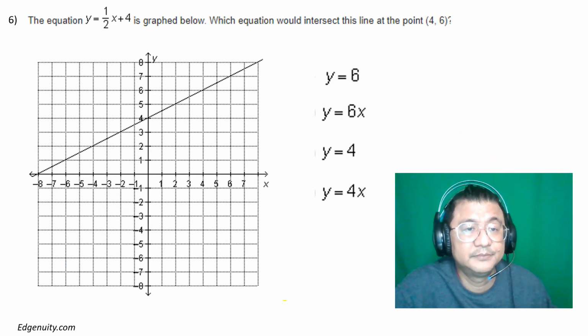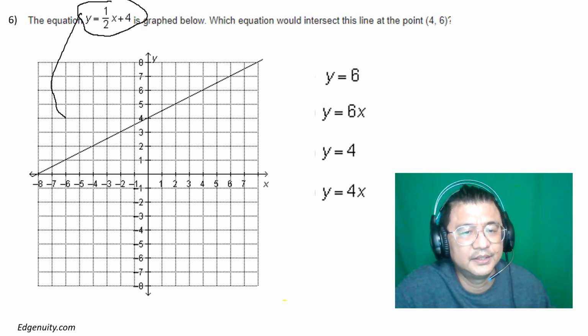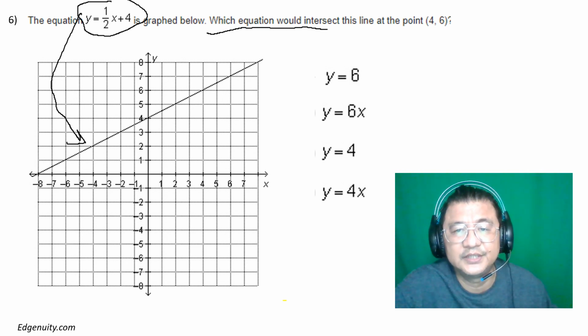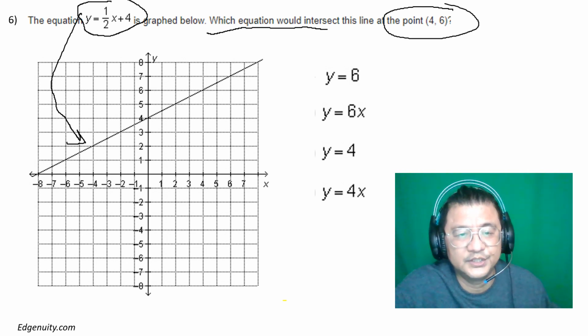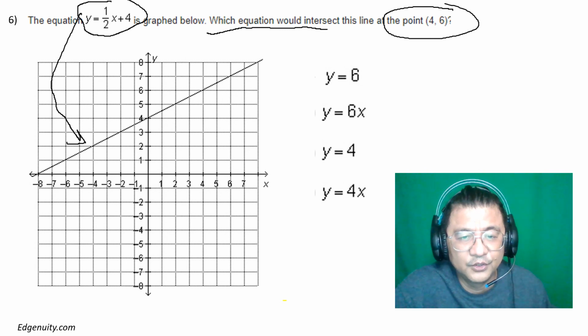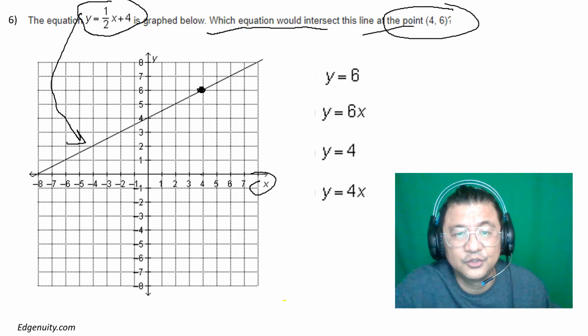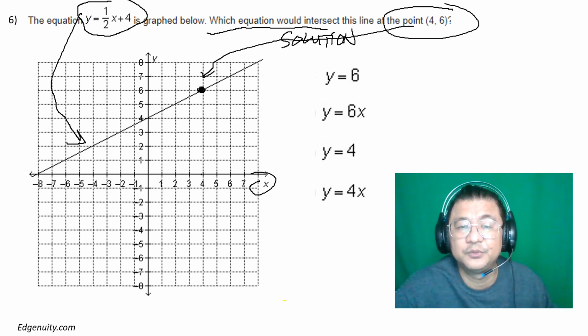Okay, last problem. The equation is given and it was graphed already. Okay, thank you. Less work for us. Which equation would intersect this line at (4, 6)? Where is (4, 6)? 4 on the x and then 6 on the y. Okay. All right. Which line? So meaning this is already the solution. That's the solution. Which other line would pass through that?